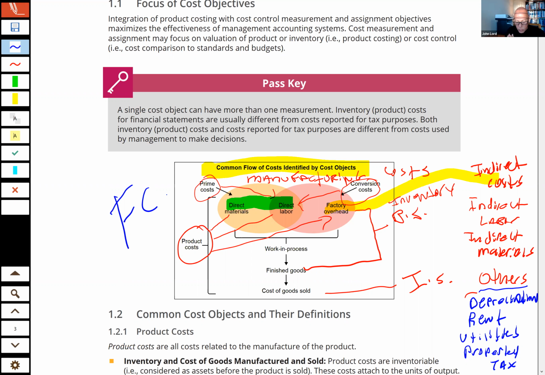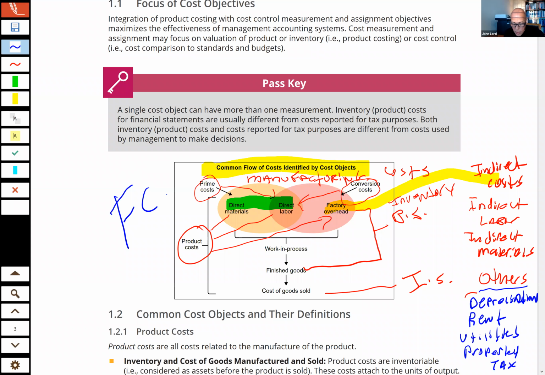Then to make things a little more difficult, or a little more annoying, I guess, we take those and break them into two broad categories: prime versus conversion. Prime includes direct materials and direct labor. Conversion, direct labor has a leg in each of those definitions. Direct labor is also a conversion cost, and our manufacturing overhead is a conversion cost.